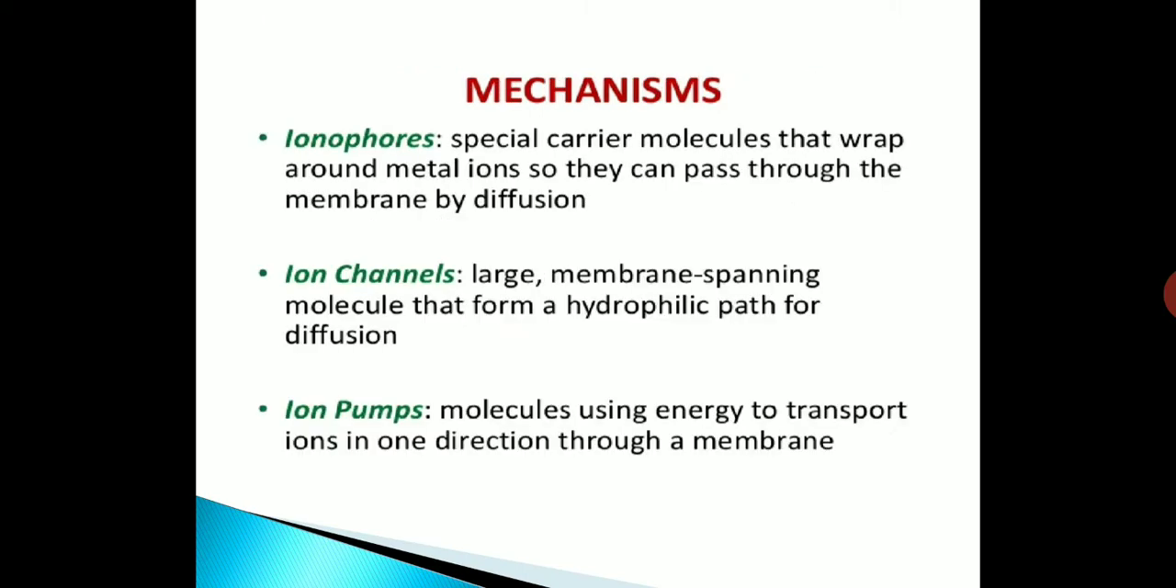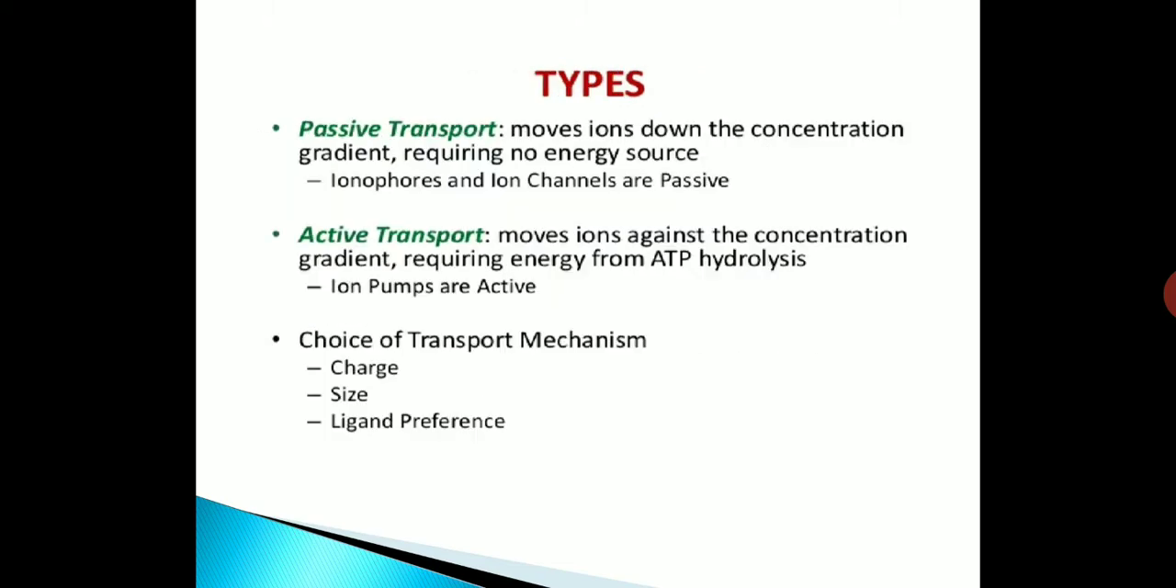Now what is the mechanism? First we will discuss ionophores. They are special carrier molecules that wrap around metal ions so they can pass through the membrane by diffusion. Second is ion channels, large membrane spanning molecules that form a hydrophilic path for diffusion. Third, ion pumps, molecules using energy to transport ions in one direction through a membrane.